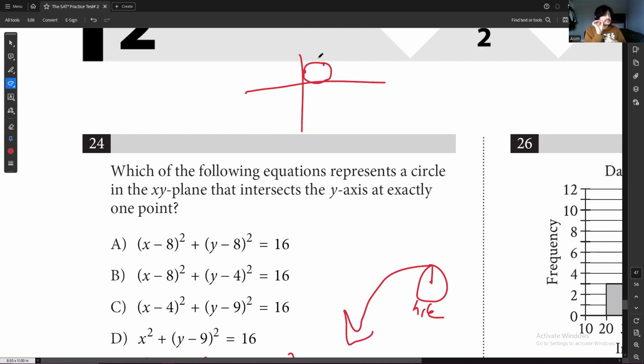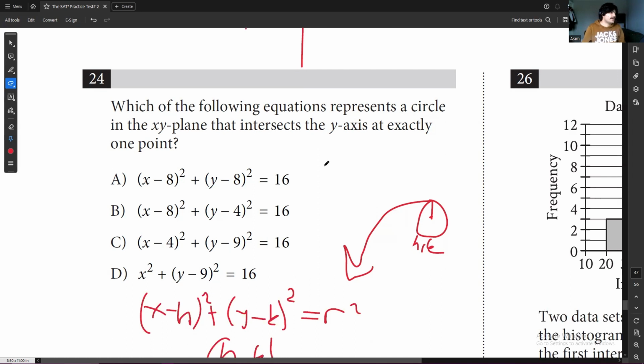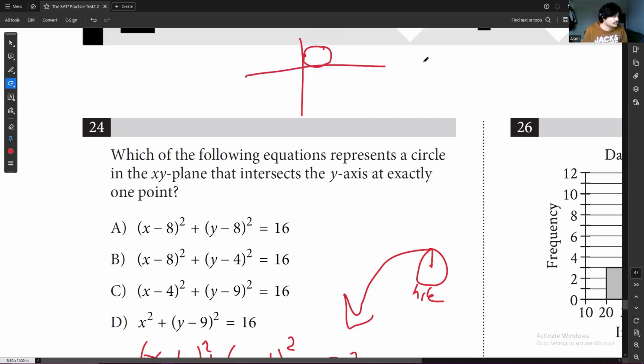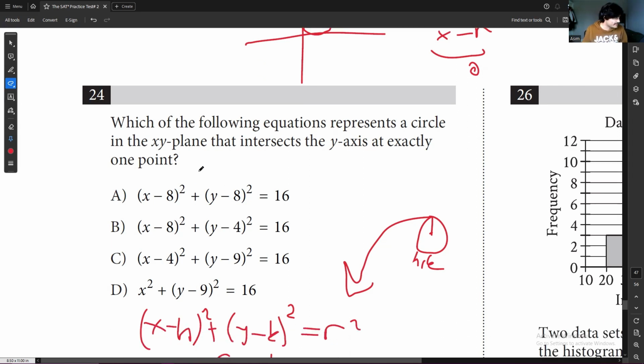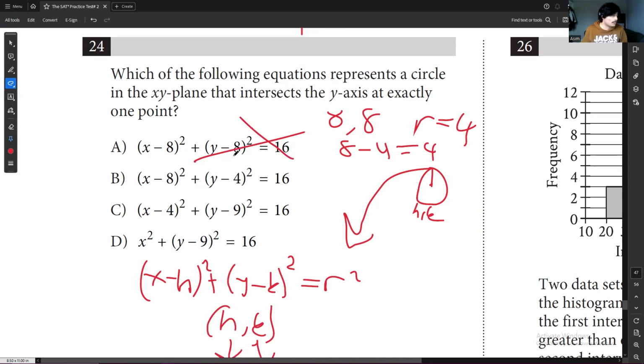It should just touch it once, like a tangent line. This is the tangent line they're trying to say. So in this case, after I subtract my radius from x, when x minus radius, I should get 0. Then I would understand that my circle is touching my y-axis. So in this case, my center will be (8, 8) and my radius is 4. If I subtract 8 minus 4, I'm just going to get 4, and this is not touching my y-axis.